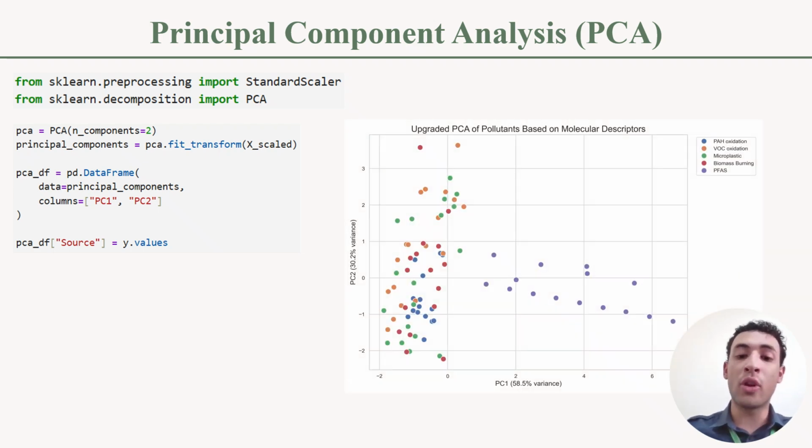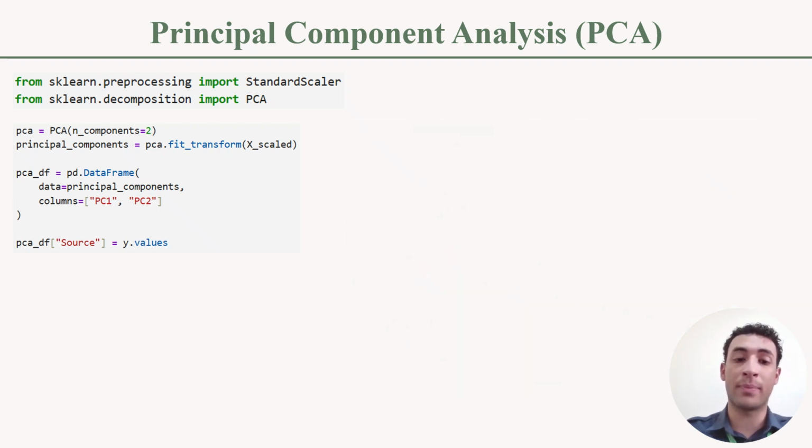The PCA score plot shows how compounds are distributed based on their molecular descriptors. We observed partial clustering between pollutant classes, meaning some sources share similar chemical properties while others are more distinct. PFAS compounds tend to separate from the other groups due to their unique size and fluorinated chemistry. This indicates that molecular descriptors contain meaningful information capable of distinguishing pollutant sources.